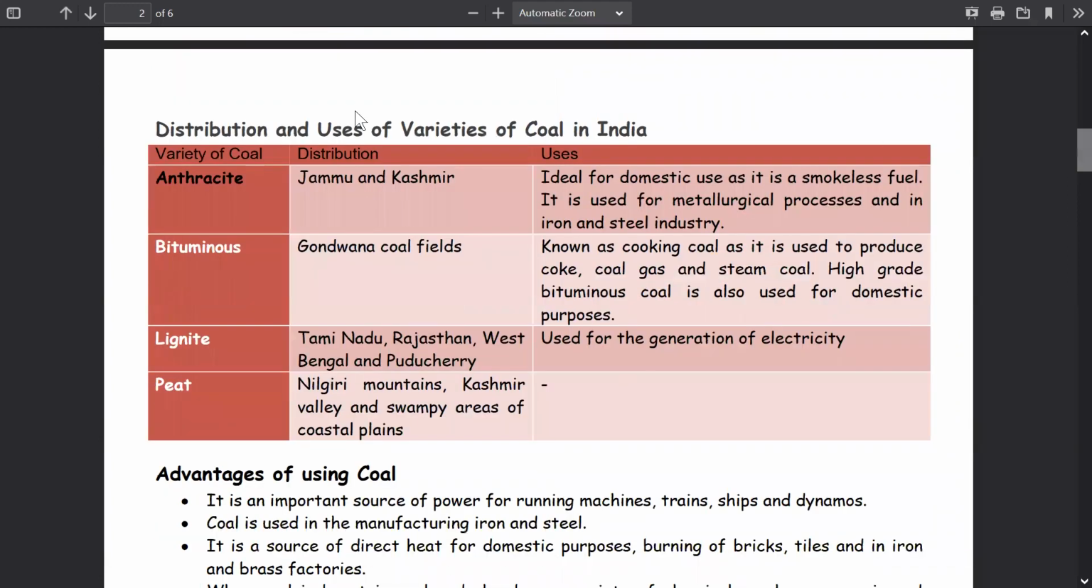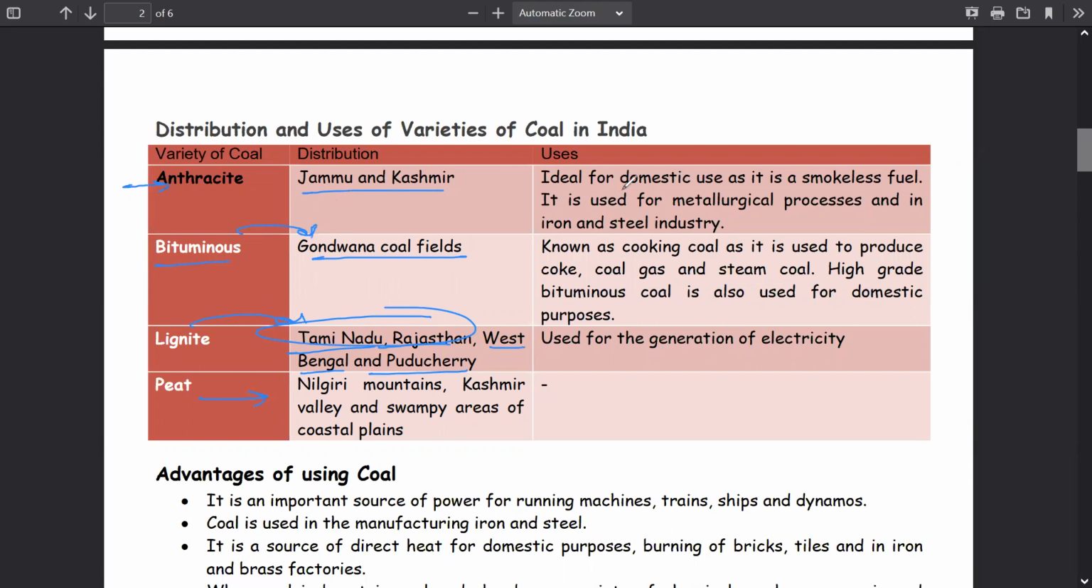Distribution and uses of varieties of coal in India. So we have anthracite, which is found in Jammu Kashmir, bituminous, which is found in Gondwana coalfields, lignite is found in Tamil Nadu, Rajasthan, West Bengal, and Puducherry. So you only need to remember the first two states. And peat, we have Nilgiri Mountains, Kashmir Valley, and swampy areas of coastal plains.